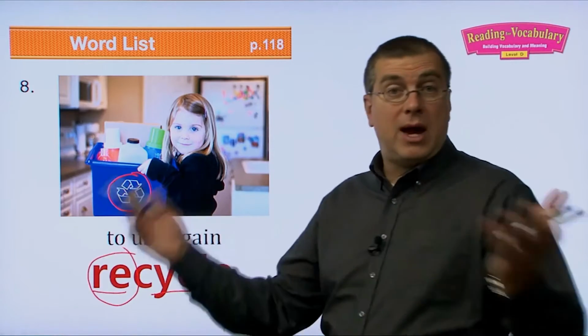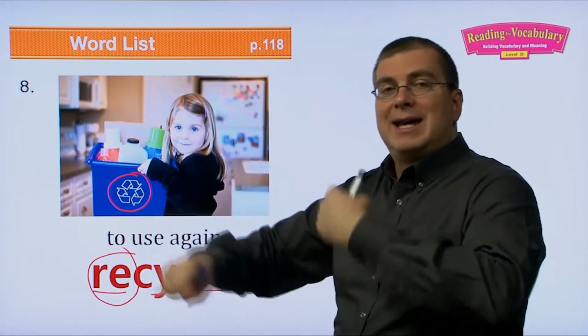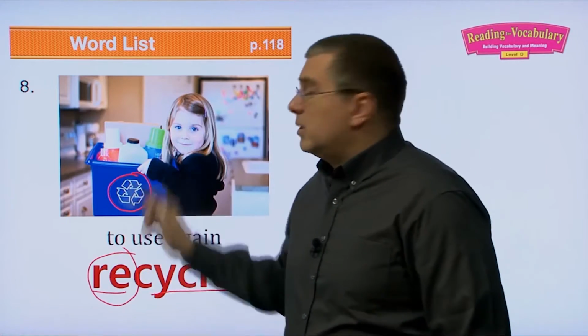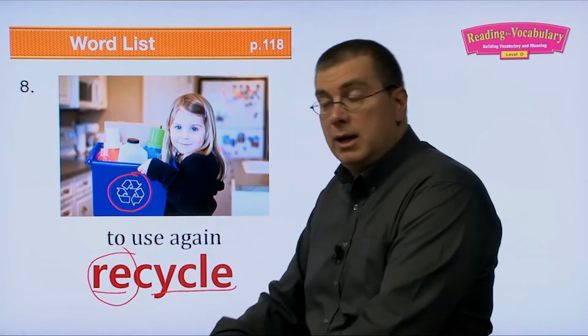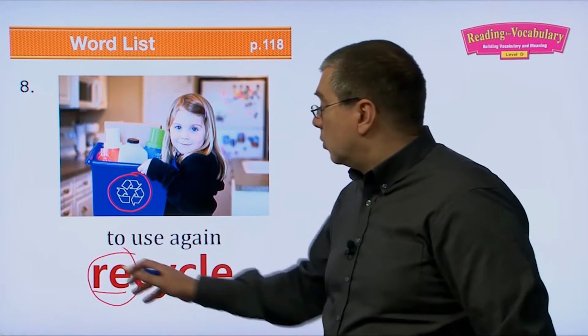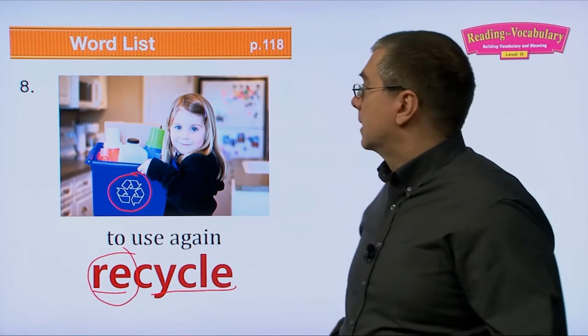And cycle, we know that word, right? It goes in a cycle. So we recycle, we use it again and again. And this is what we should do with our garbage, right? Plastic here, paper here, metal here, other garbage in another place. Recycle your garbage. Then we can use it again.